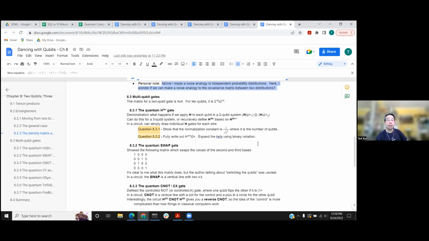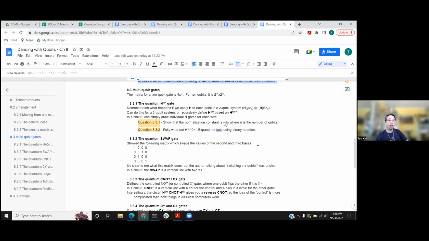And the author gives some examples. Again, no motivation as to why these particular examples, why we would want these, why these are useful. But the first is, what if you applied the Hadamard gate to each qubit in a 2 qubit system? Again, we're not technically doing anything complex. We're just applying H to each of them individually. What is the output of that? So the output, again, of a multi-qubit system is just the tensor product of the individual ones.